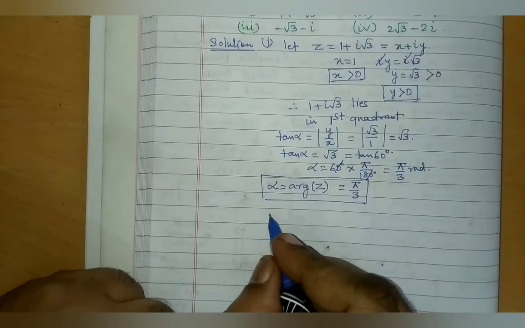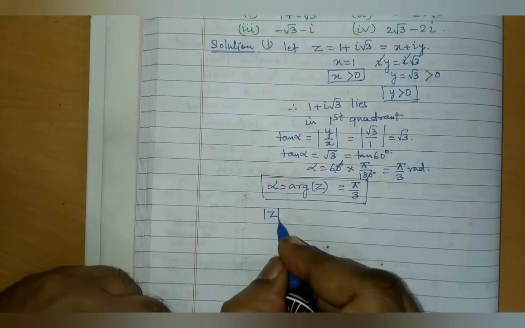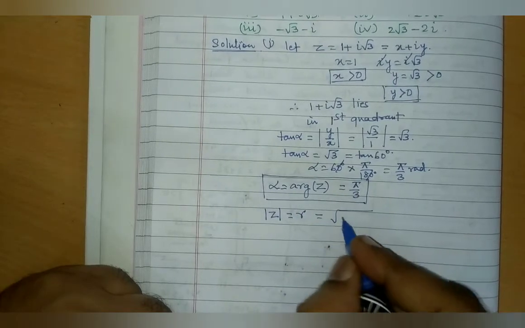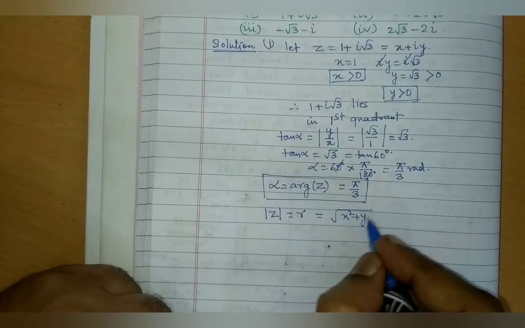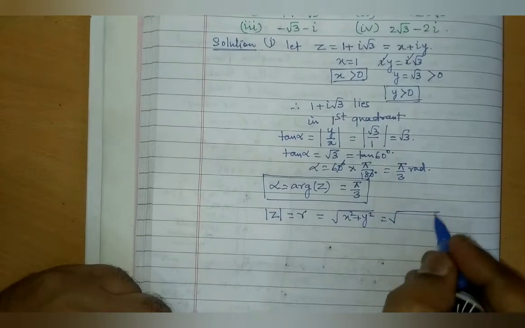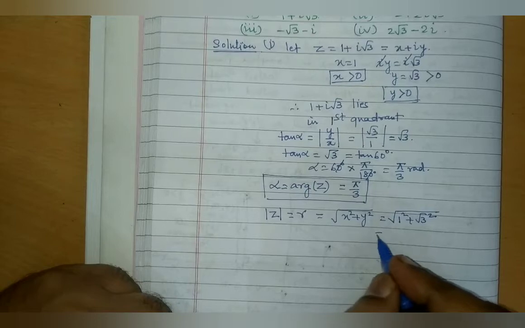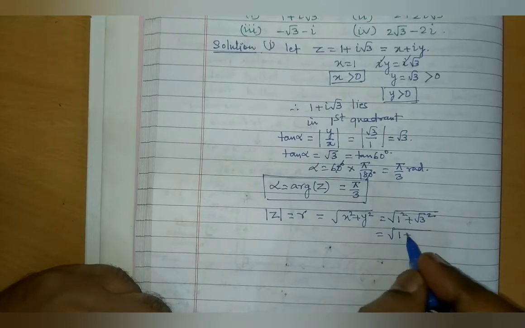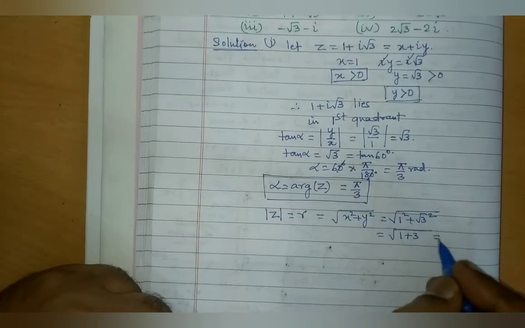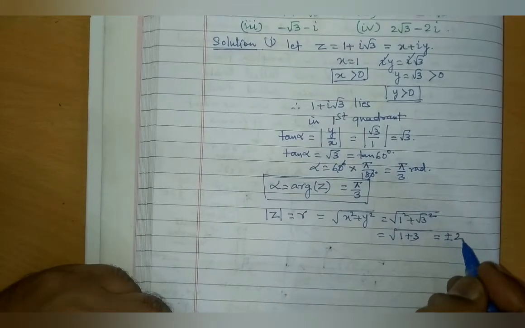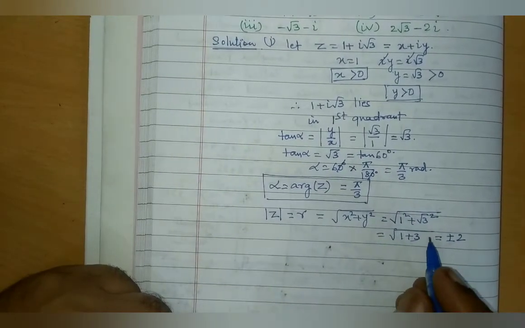Now we have to find out the modulus. Modulus of z means r. It is equal to root under x square plus y square. You know, 1 square plus root 3 square. So it is root under 1 plus 3. So it is plus minus root under, it is 4, so plus minus 2. So r is equal to this.